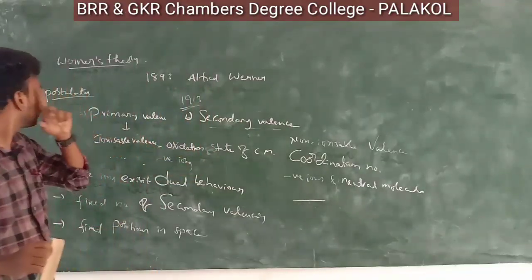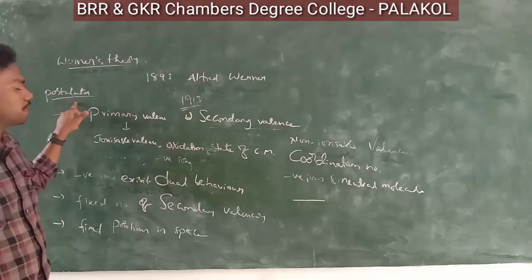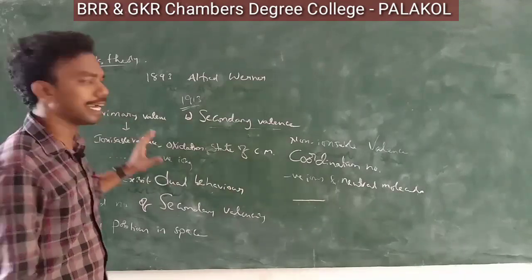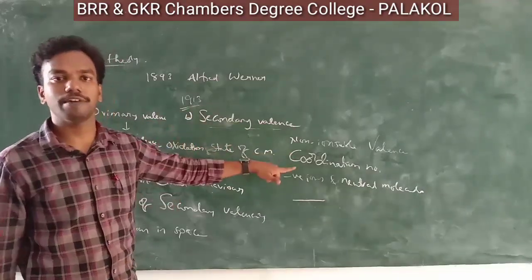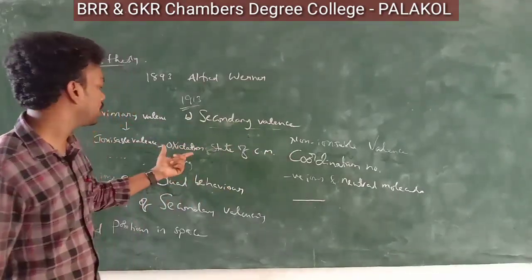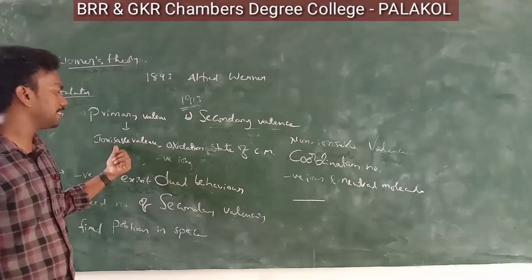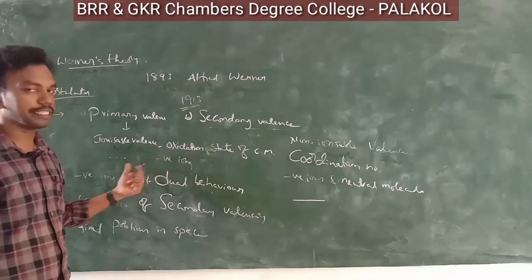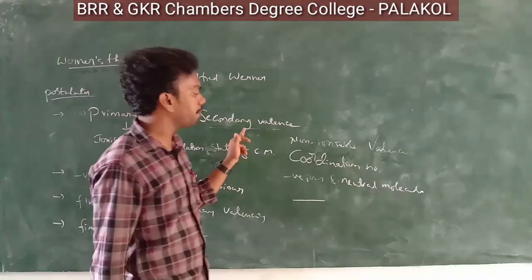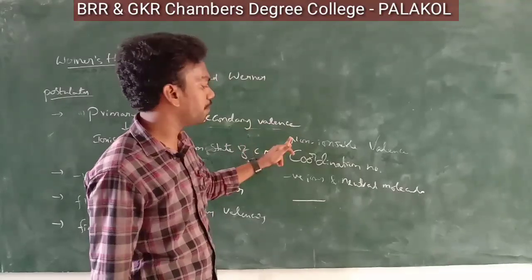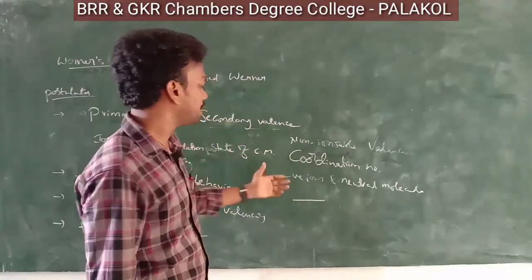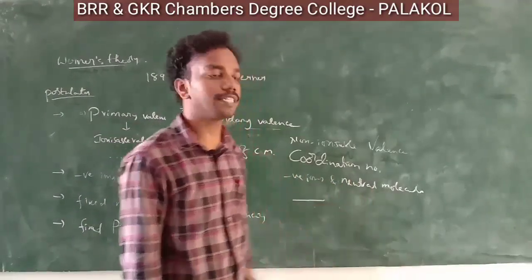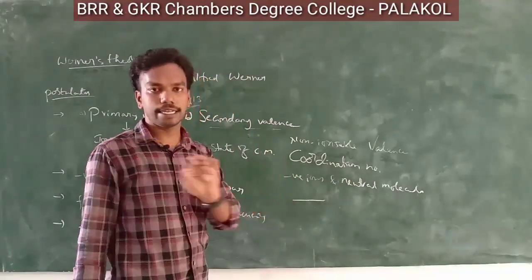Let's do a quick review. The first postulate was that every metal atom exhibits 2 types of valency: primary valency and secondary valency. Primary valency corresponds to the oxidation state, and it is also known as ionizable valency, satisfied by negative ions, and it is denoted by dotted lines. The secondary valency is non-ionizable valency, corresponds to the coordination number, and is satisfied by negative ions and neutral molecules. It can be represented as a thick line.